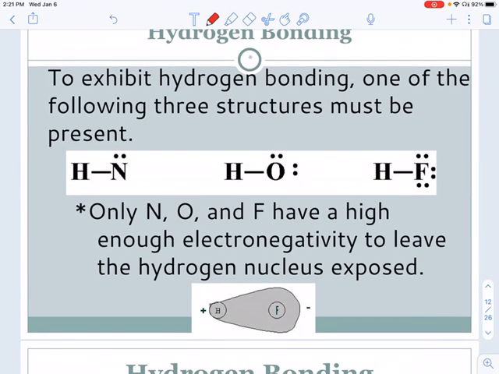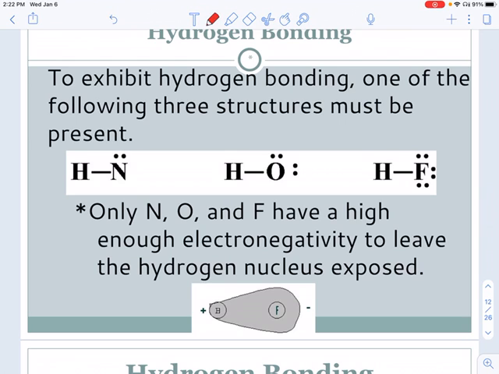So one of those elements has to be present in order for the molecule to hydrogen bond, and it has to be bonded to a hydrogen. So somewhere in the molecule, we have to have a nitrogen bonded to a hydrogen, an oxygen bonded to a hydrogen, or a fluorine bonded to a hydrogen in order for hydrogen bonding to occur.